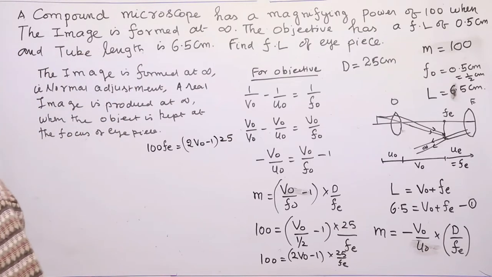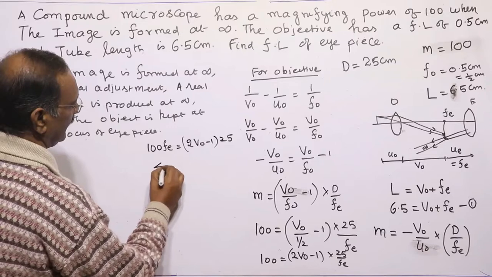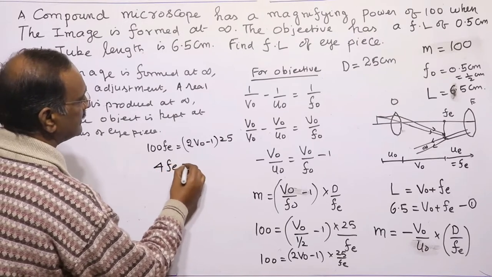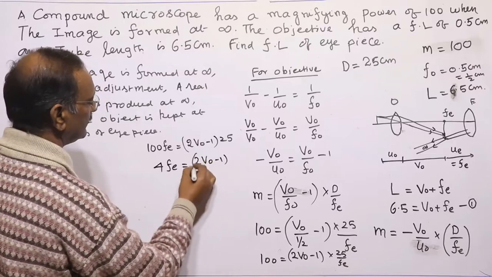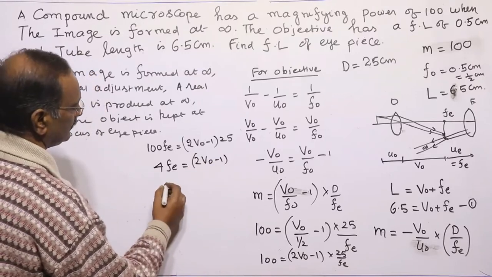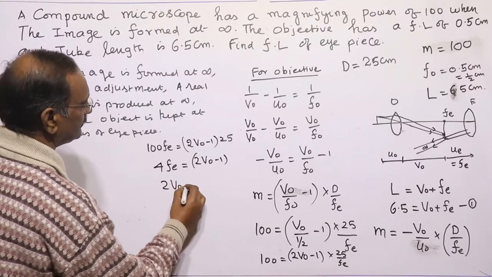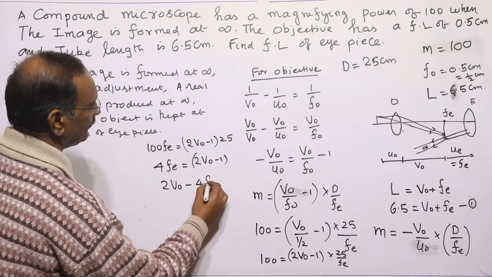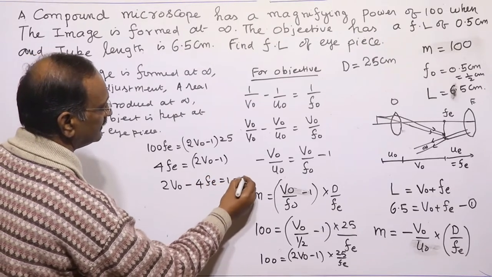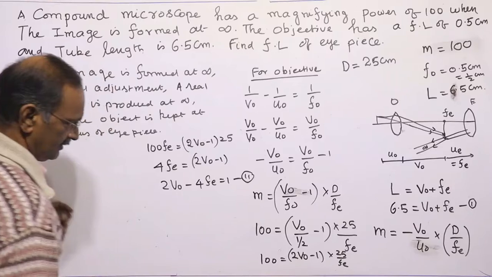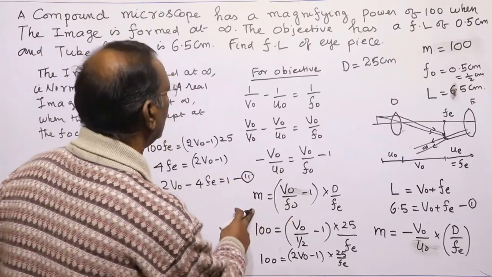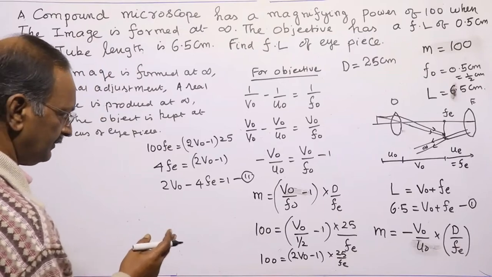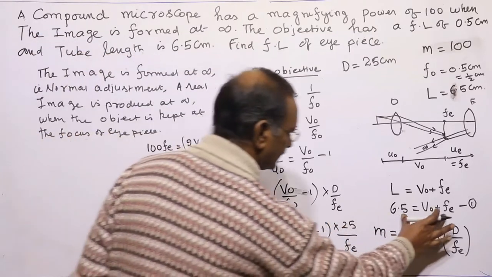So multiplying this one, 4 into Fe is equal to 2 V naught minus 1, or 2 V naught minus 4 Fe is equal to 1. This is the second equation. This is the first equation, tube length.